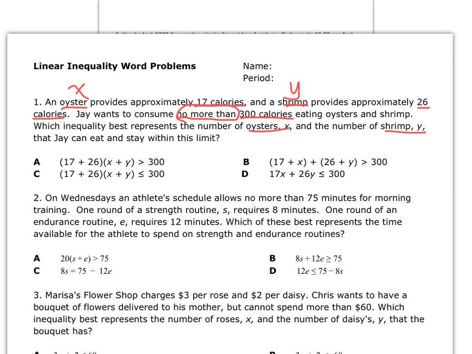Let's see if we can write an inequality. If each oyster has 17 calories, right? If I say 17 times X, that's going to tell me how many total calories just in oysters he eats, right? And 26Y would tell me just how many calories in shrimp that Jay eats.